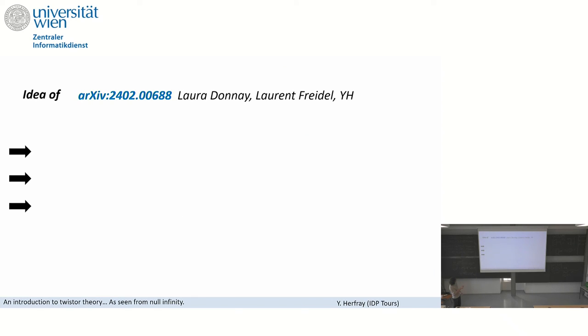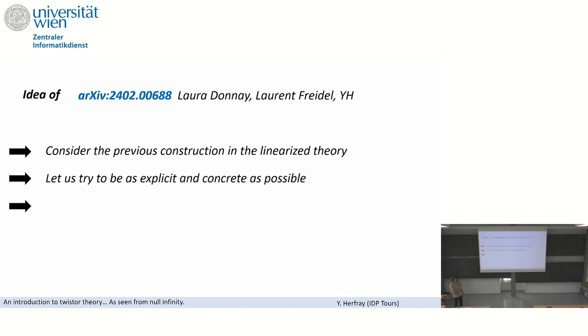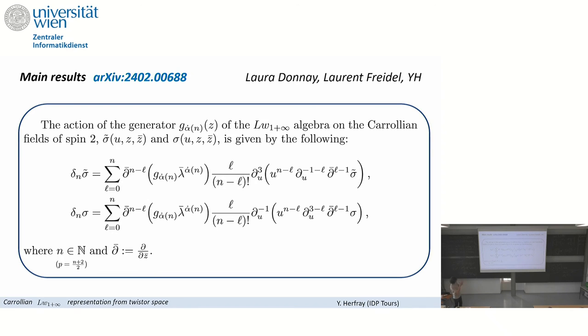So that was the idea of this paper: to try not to consider the nonlinear graviton theorem, but the simpler setting of just linearized theory, and to run this argument that I explained before, be very concrete, very explicit, and see what we can learn along the way and how things look. And here was the main outcome: you just run this, and this was our answer we're happy with. It gives you a representation of this LW1+∞ algebra on the space of shear. And here is the action of your generator on the shear.